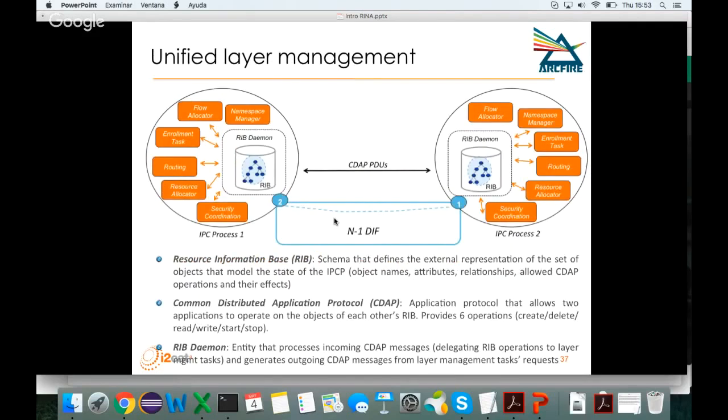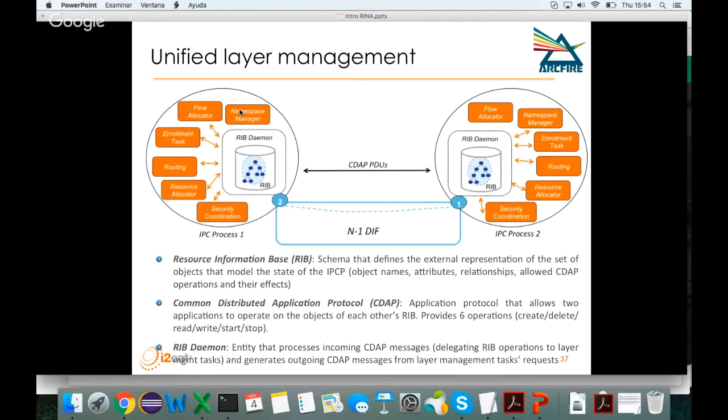The second thing is to have this unified control plane, or unified layer management. Today, each function in the control plane, like flow allocation, routing, security coordination, and so on, uses its own dedicated protocol. So you have OSPF and RIP for routing, for example, you have RSVP for resource allocation, you have ICMP for control, and many others.